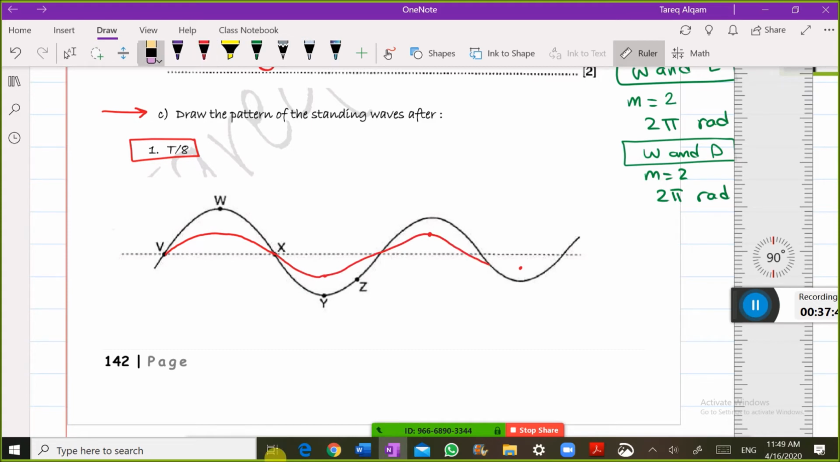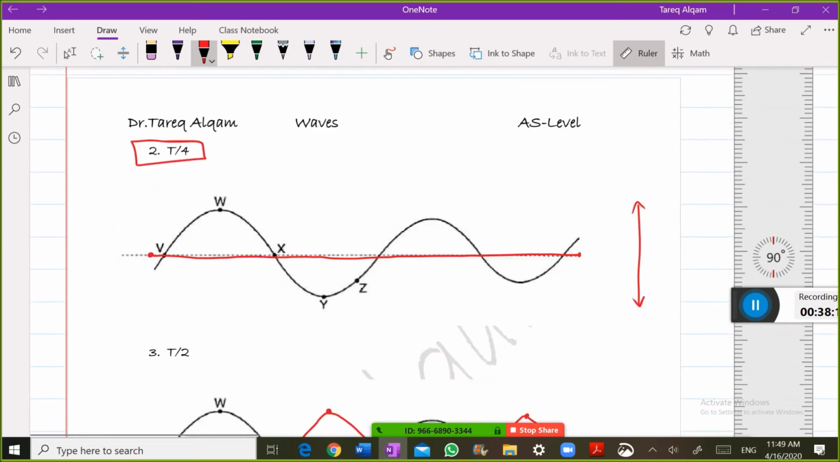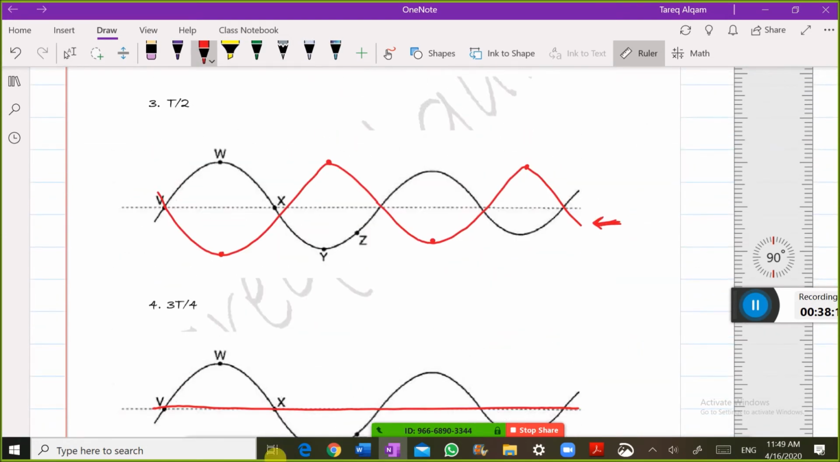Okay, you got my point? Because, guys, the wave is moving now at this moment downward. Then it reaches the equilibrium position. Then it reaches the minimum possible value after quarter cycle. Then it returns back, and it was here, right? Then it will return back to its equilibrium position again.